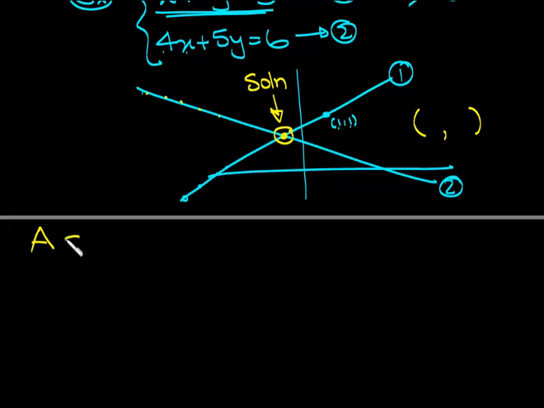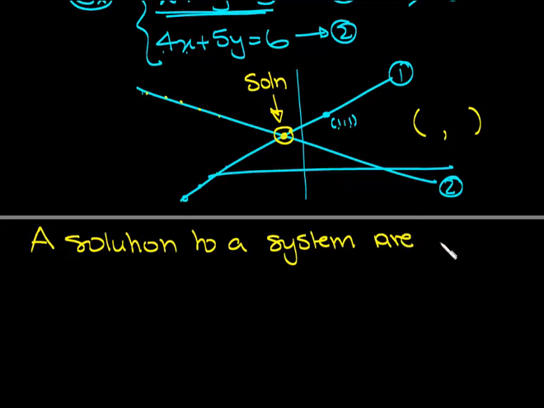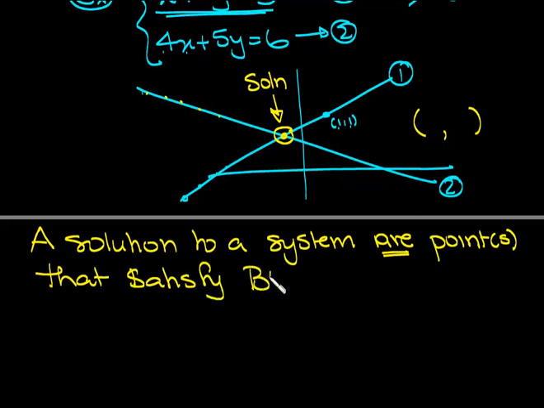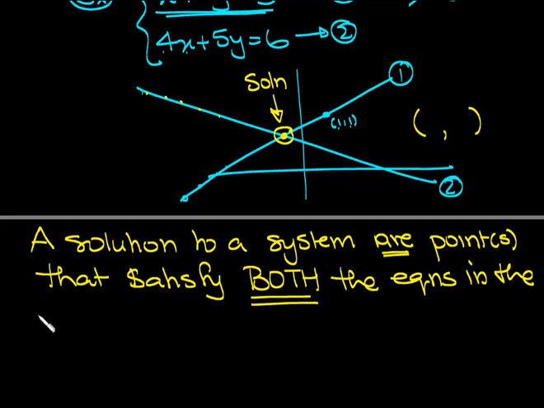A solution to a system R, and I'm using the word R for a reason, because I'm going to put points with an S here, because there could be more than one point, and I'll explain that later. Are points that satisfy both the equations in the system. Not just one, but both.